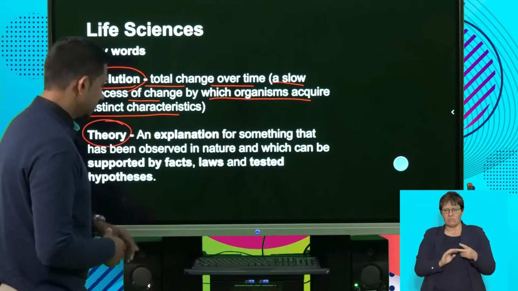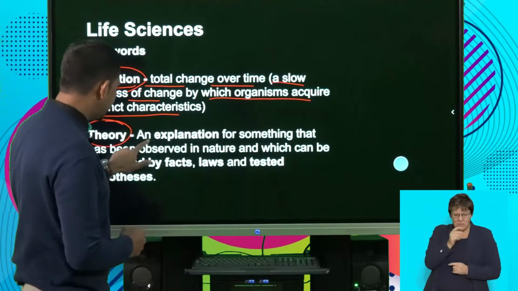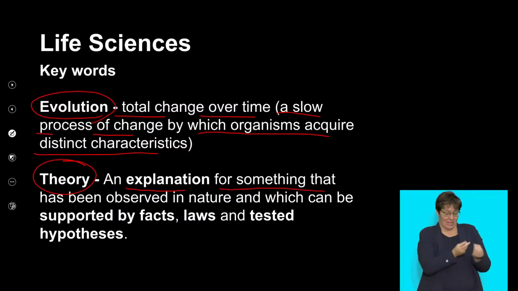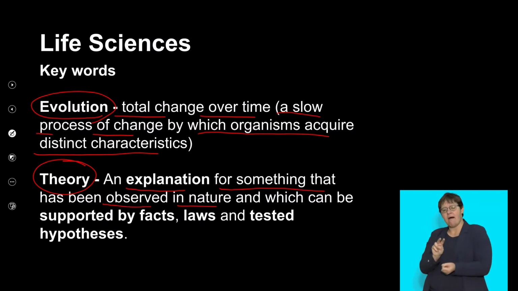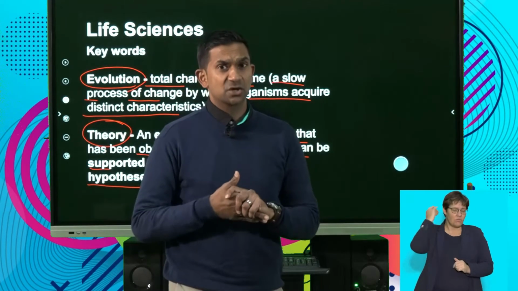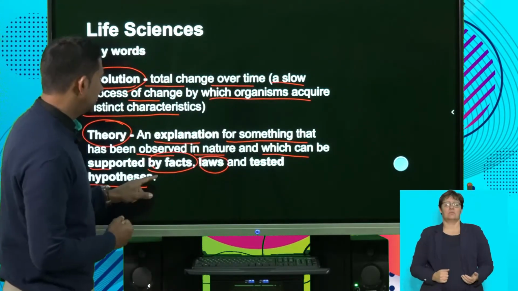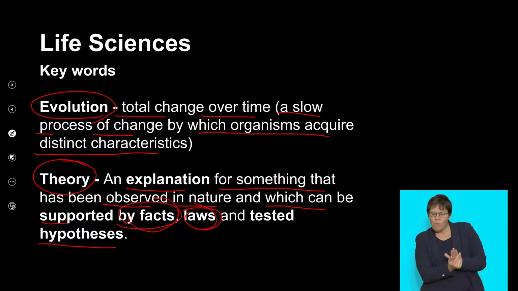A theory, we refer to evolution as being a theory. What do we mean by that? A theory is an explanation of something that has been observed in nature and which can be supported by facts, laws, and tested through a hypothesis. So, as I mentioned, evolution is a theoretical based concept. How do we support our understanding of that? As I mentioned earlier, it is done through facts, through laws, as well as evidence that is able to support that explanation. So let's look at that in a bit of detail.